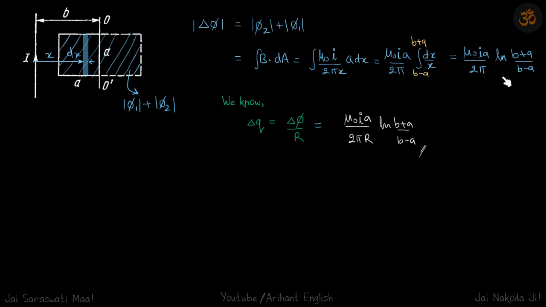So this is the change in flux. We want to know the total charge flown, that is the change in flux divided by resistance. So this value divided by R. That's our answer.